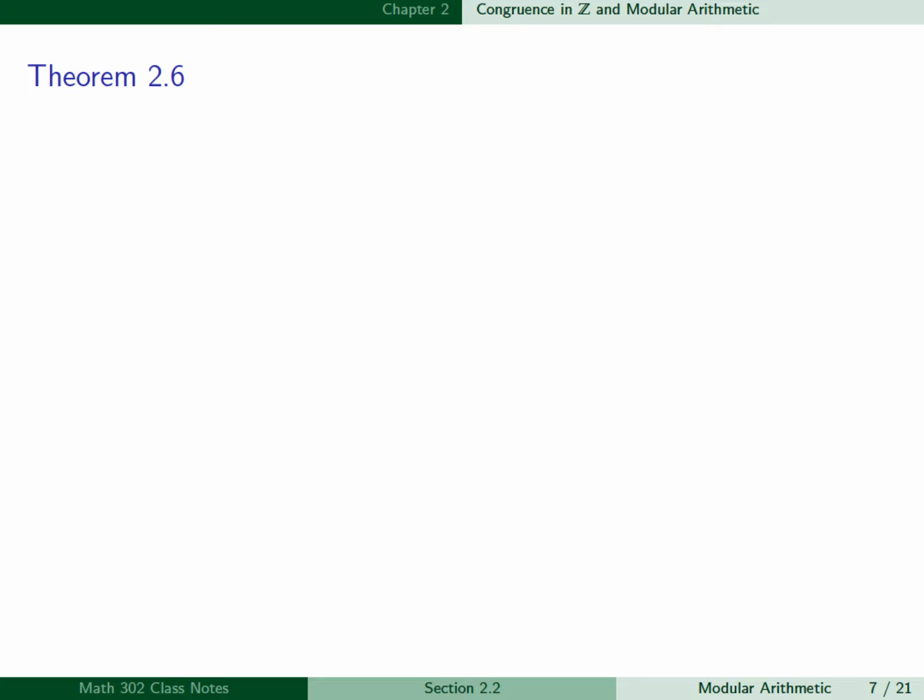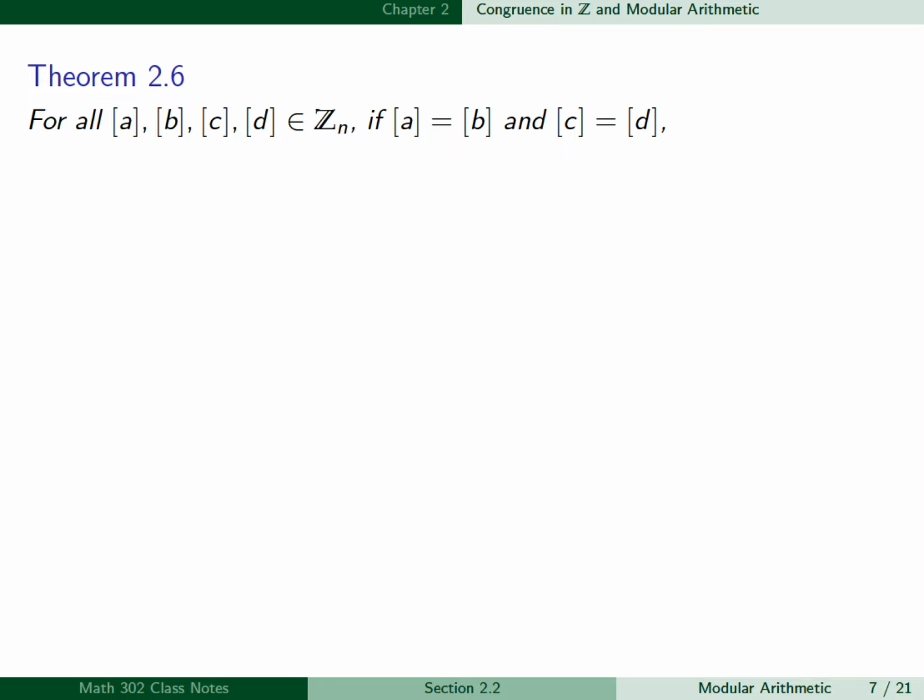So this is Theorem 2.6, and what it says is for all classes a, b, c, and d in Z sub n, if the class of a is equal to the class of b, and the class of c is equal to the class of d, then the class of a plus c is equal to the class of b plus d, and the class of a times c is equal to the class of b times d.